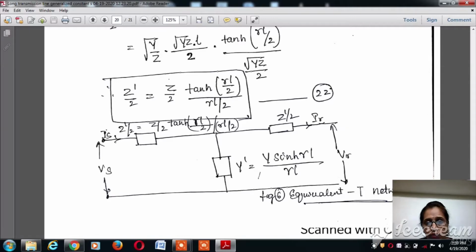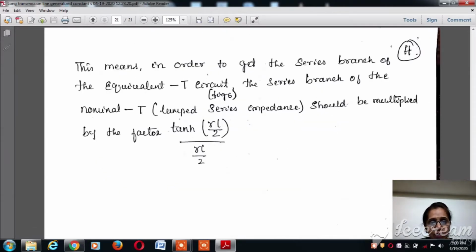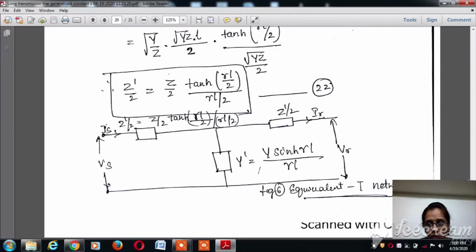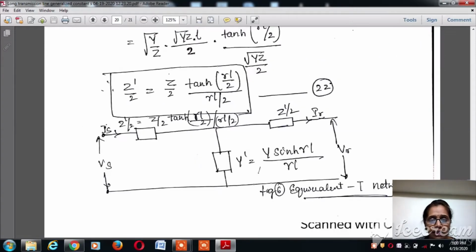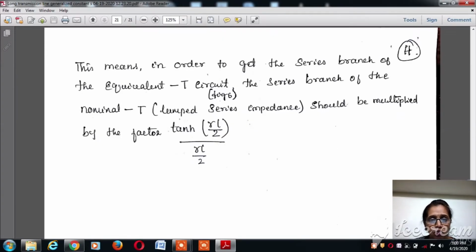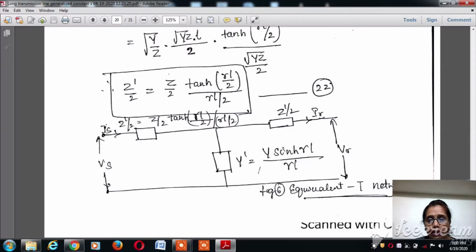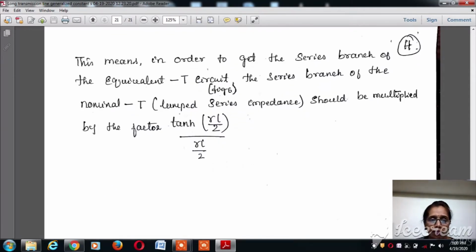Y dash is equal to y into sine hyperbolic gamma L divided by gamma L, and z dash divided by 2. So the equivalent T network in terms of the constants, in terms of the rigorous method: in order to get the series branch of the equivalent T circuit, the series branch of the nominal T lumped series impedance should be multiplied by a factor tan hyperbolic gamma L divided by 2 by gamma L divided by 2.